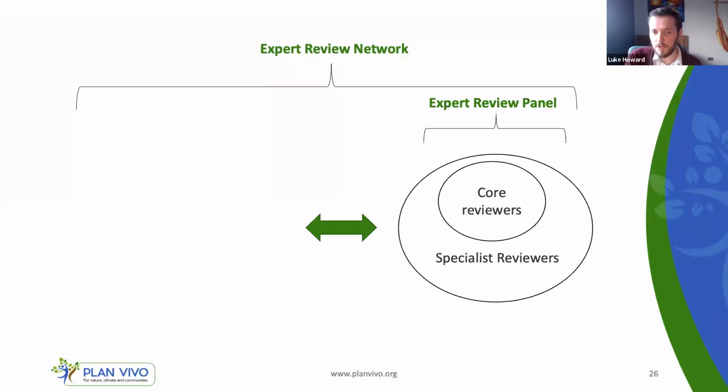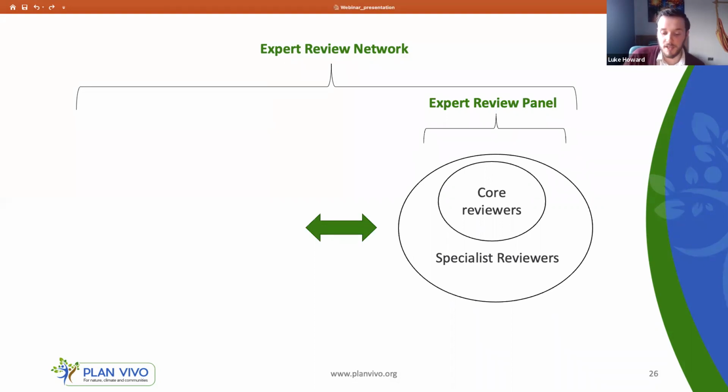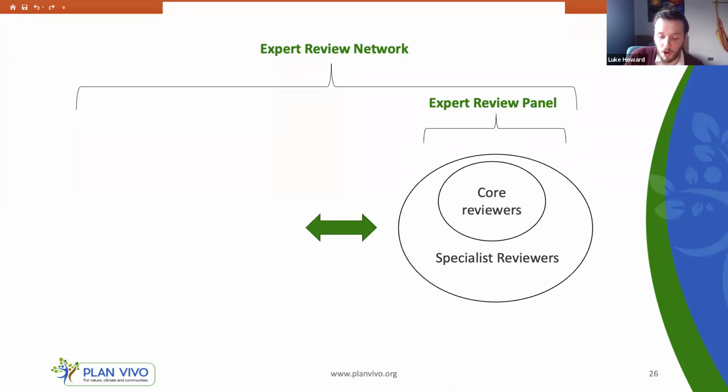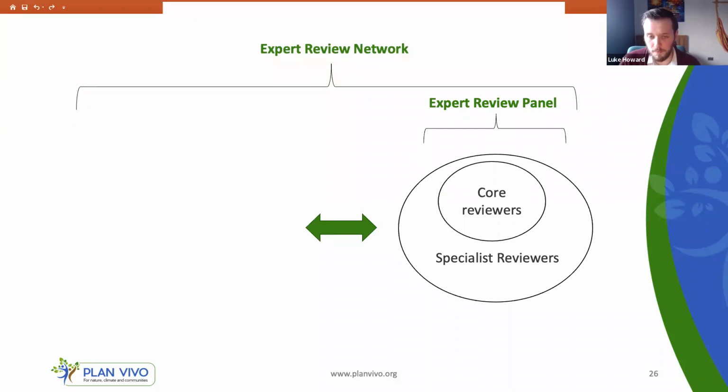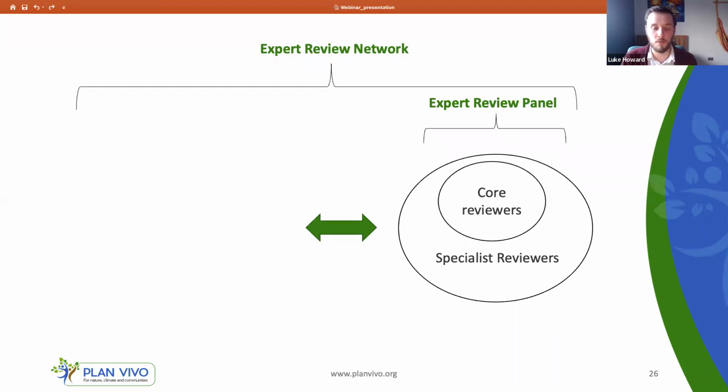And this comprises on one side of the expert review panel. This consists of specialist reviewers who are one-off expert reviewers in the specific context of a project, including the habitats and biota that the project interventions are influencing. And these are supported by core reviewers, those who have greater understanding of the methodology, Plan Vivo values and approaches, and broad understanding of biodiversity and monitoring techniques. And this is the main part of the review network who will be reviewing the metrics.